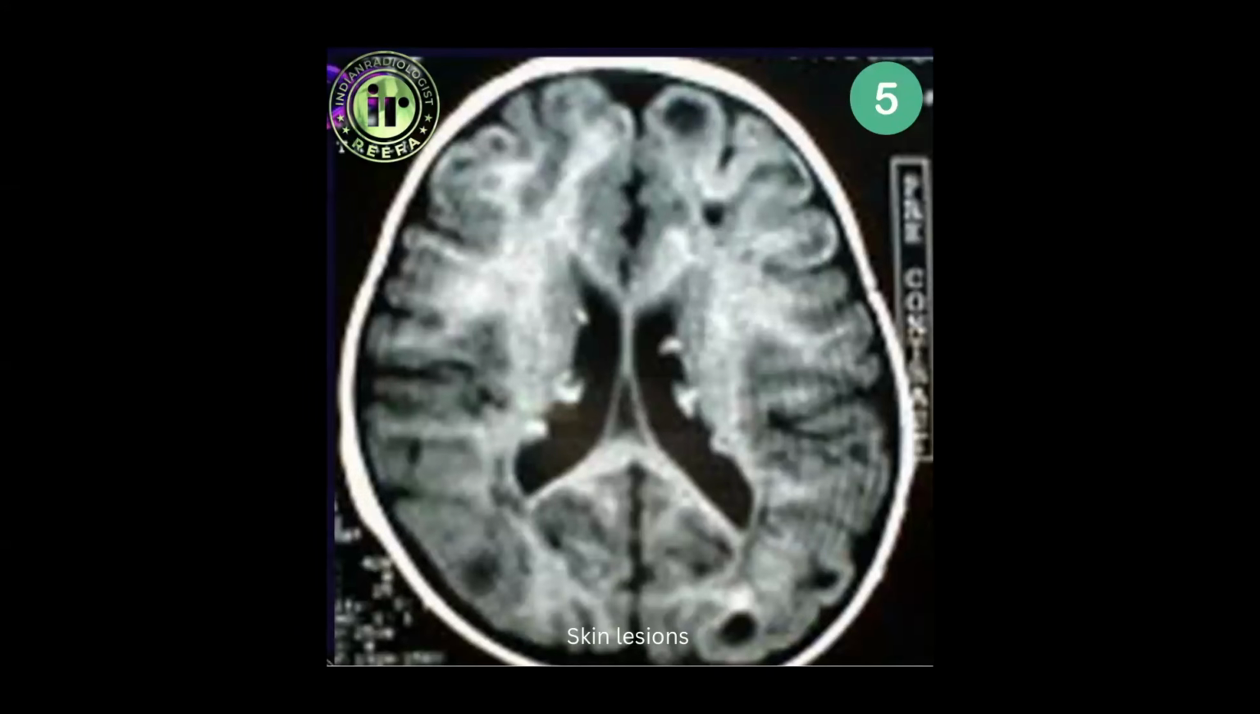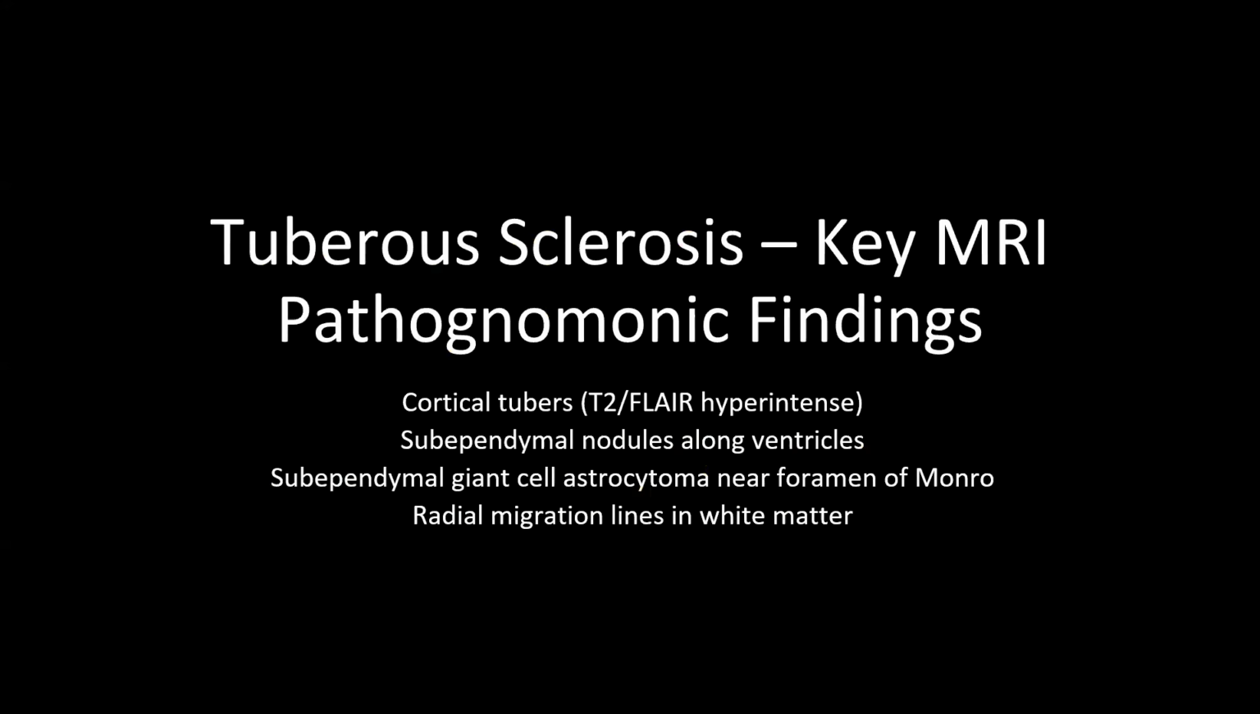And the last quiz case, an easy one, where you are seeing typical features of tuberous sclerosis. The patient also had skin lesions, and here in the brain you can see these tubers. So cortical tubers, subependymal nodules along the ventricles, and subependymal giant cell astrocytoma, which may be seen in association with tuberous sclerosis, and that's why these patients undergo routine repeated follow-ups with MRI, and radial migration bands, which you can see in the white matter. So that is how you make the diagnosis of tuberous sclerosis.